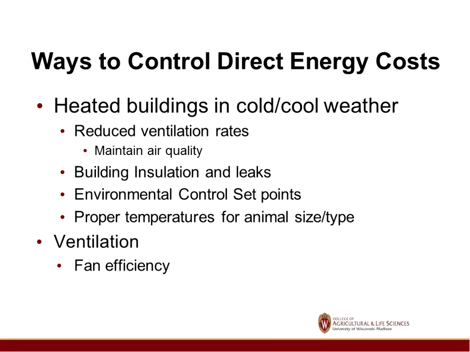So, ways to control our direct heating costs, especially in a heated building where we've got cold weather. One is to reduce the ventilation rates, but we can't reduce them any more than what's required to maintain good air quality. So make sure we're not over-ventilating for the size, weight, age, and species of animal we're dealing with. Building insulation is another one. This is for condensate control, but also for unplanned air inlets, and leaks from drafts. And I got a really nice picture when we get to poultry to show you the effect that can have on poultry.